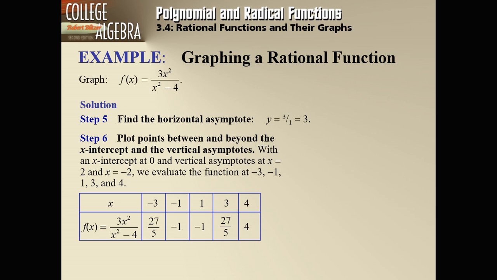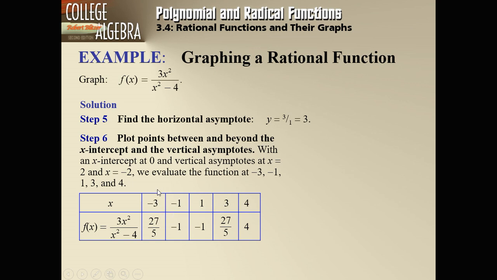So, ang sabi sa step 6 natin is plot points between and beyond the x-intercept and the vertical asymptotes. So, again, ang x-intercept natin ay 0. Okay? So, between and beyond daw kasi. Okay, so, andito tayo. So, wala na si 0. Meron tayo agad kay 1, 3, 4, negative 1, negative 3. Hindi na natin sinama si positive 2 at si negative 2.